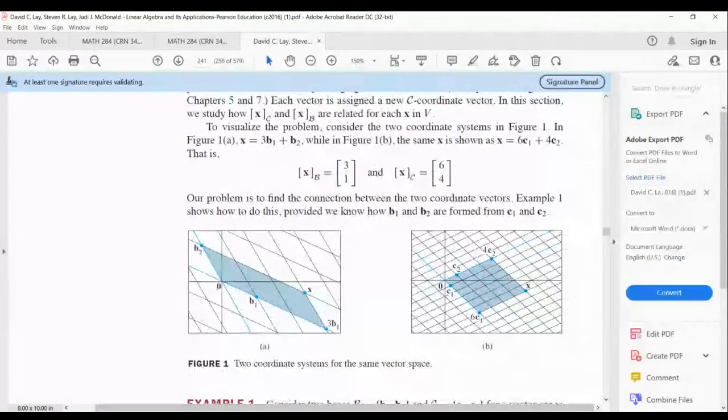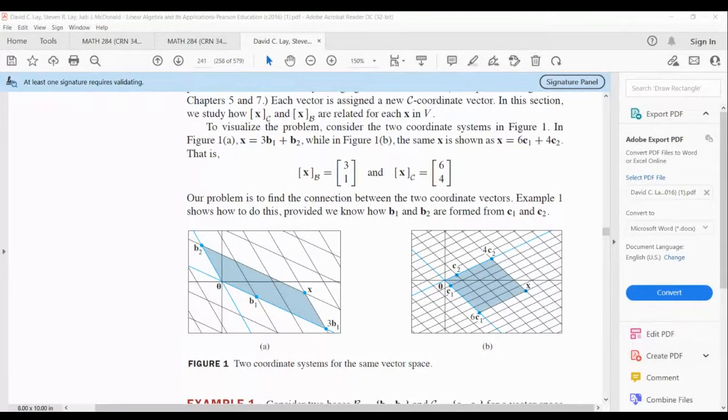So in the introduction here to section 4.7, they give you a vector x, and they have two coordinate systems in figure 1. So you see the vector x in both pictures, figure 1a and b. The vector x is in the same spot. It's in the same spot in the picture.